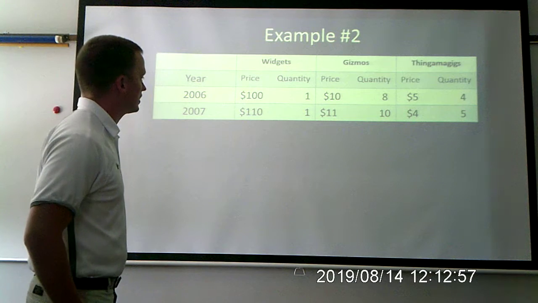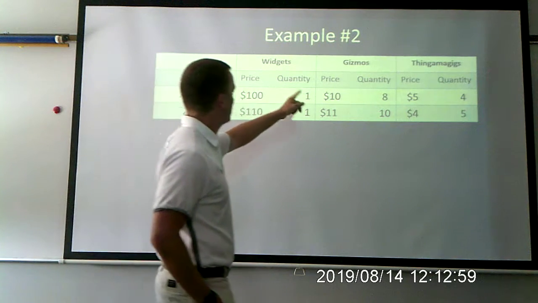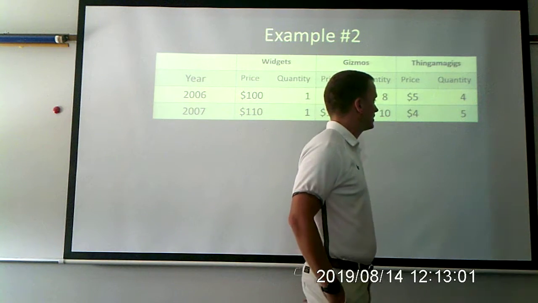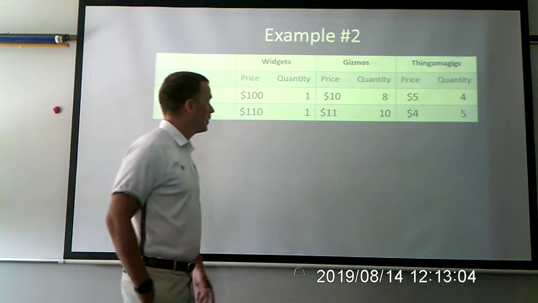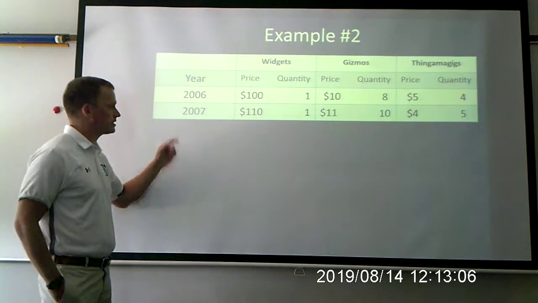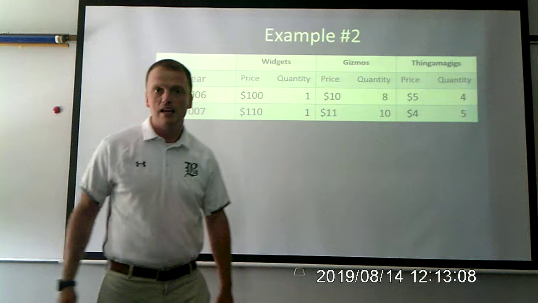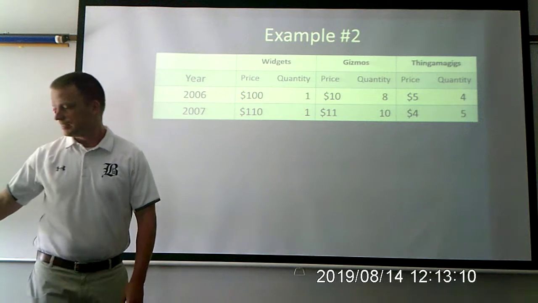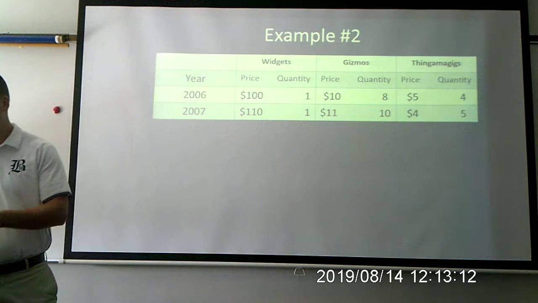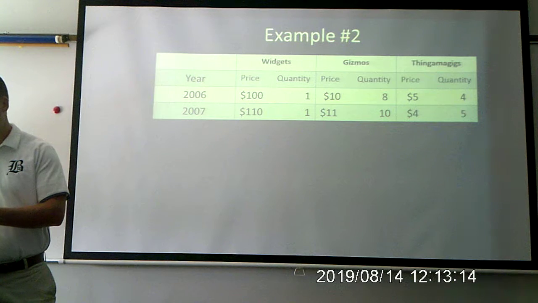Okay, so let's go through another example, and I'm going to add an additional item to take into consideration. We're doing these three things: widgets, gizmos, and thingamajigs. And we are essentially doing the same thing. So this time the 2 years are 2006 and 2007.